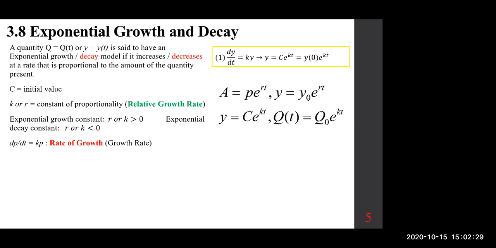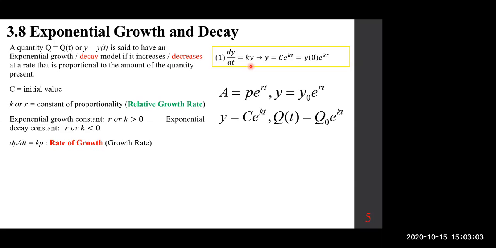And because of that, if you look at the formulas on the right, on purpose, I'm writing various formulas. Ce to the power of kt, y sub 0 e to the power of kt, Pe to the power of rt, y sub 0 e to the power of rt. So many formulas, all of them refer to the same thing, okay? Exponential growth and decay. And it follows the following. dy/dt equals ky results in this equation. What does it mean?